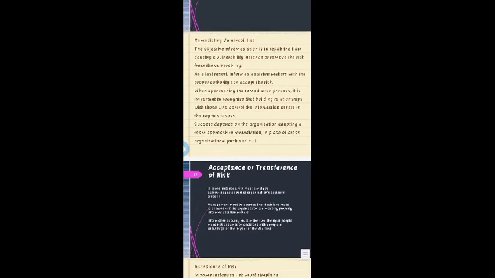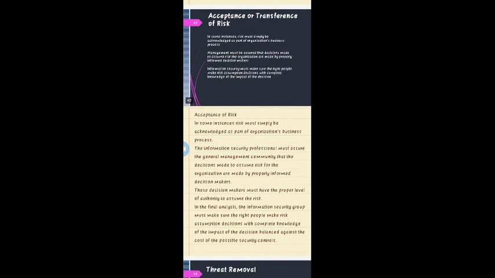Acceptance or transference of risk. In some instances, risk is most simply handled by acknowledging it as part of the organization's business process. Management must be assured that decisions made to assume risk are made by properly informed decision makers. Information security must make sure the right people make the assumption decision with complete knowledge of the impact of the decision.